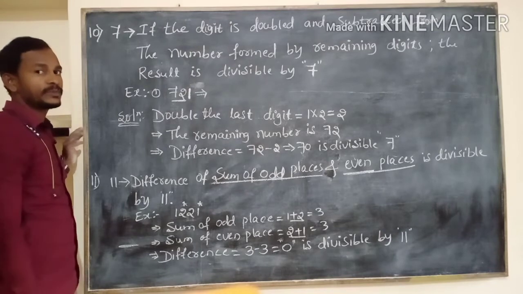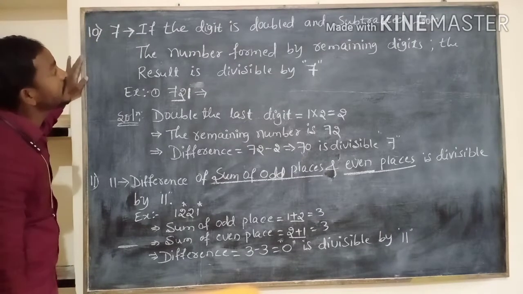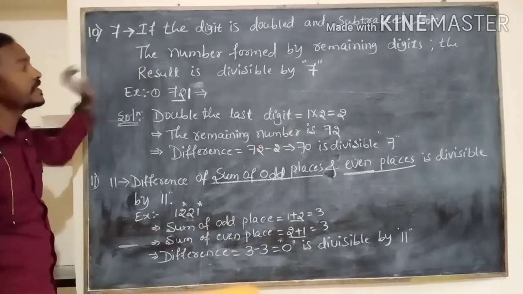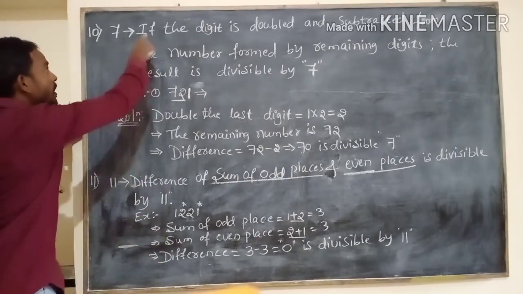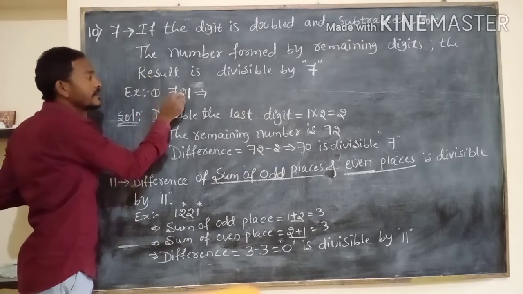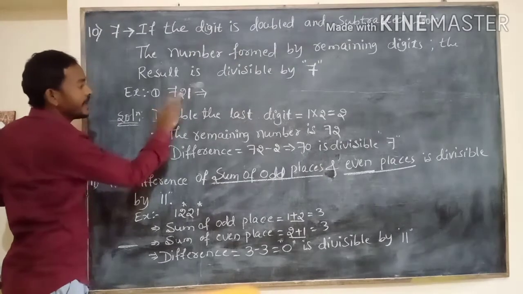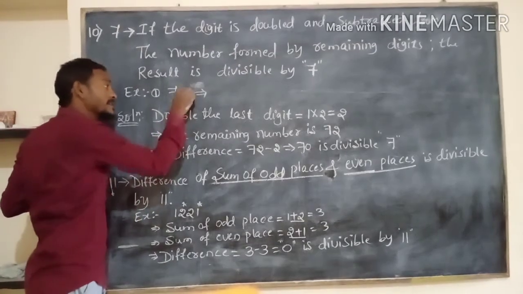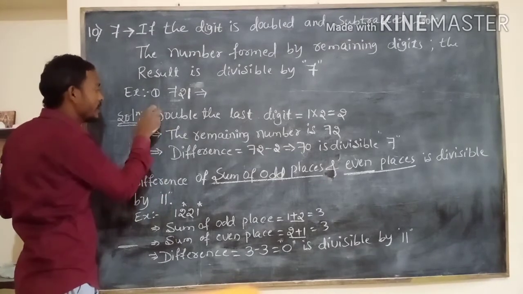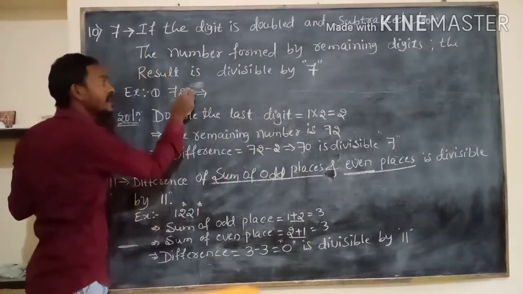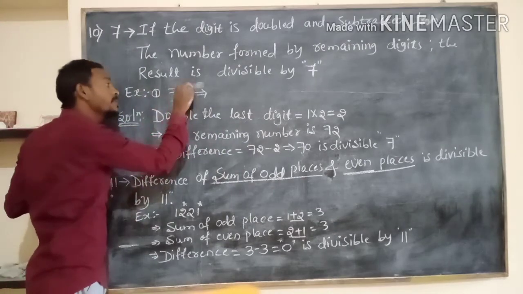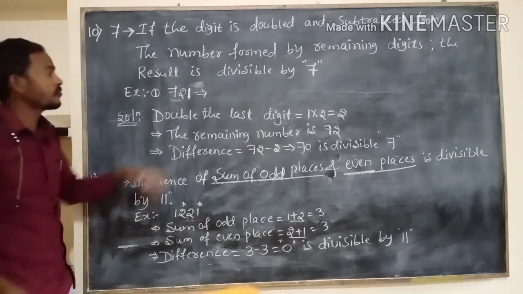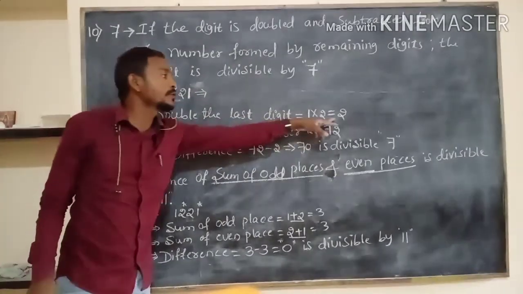Dear students, the next divisibility test is 7. What does it say? If the last digit is doubled and subtracted from the number formed by the remaining digits, and the result is divisible by 7, then the number is divisible by 7. Already I wrote on the board, the number is 721. In the unit place 1 is there, so you have to double the last digit: 1 into 2 is equal to 2.